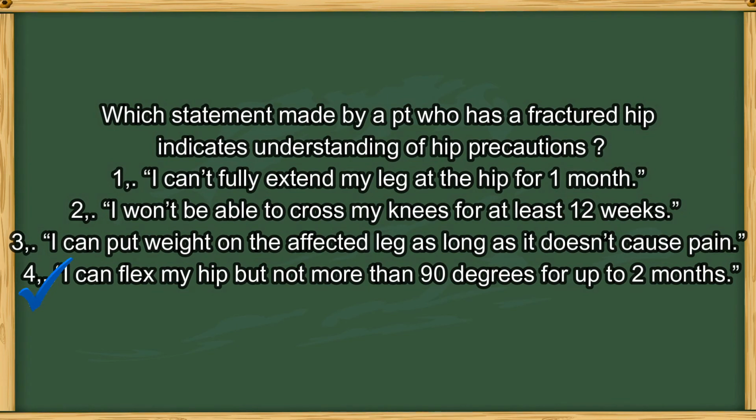The answer is option 4. Hip flexion of more than 90 degrees must be avoided for up to 2 months. Option 2: adduction past the midline must be avoided for up to 2 months, so the knees cannot be crossed for 2 months. Weight bearing is restricted and doctor's orders regarding extending the restriction need to be followed. And there is no restriction on extending the leg.